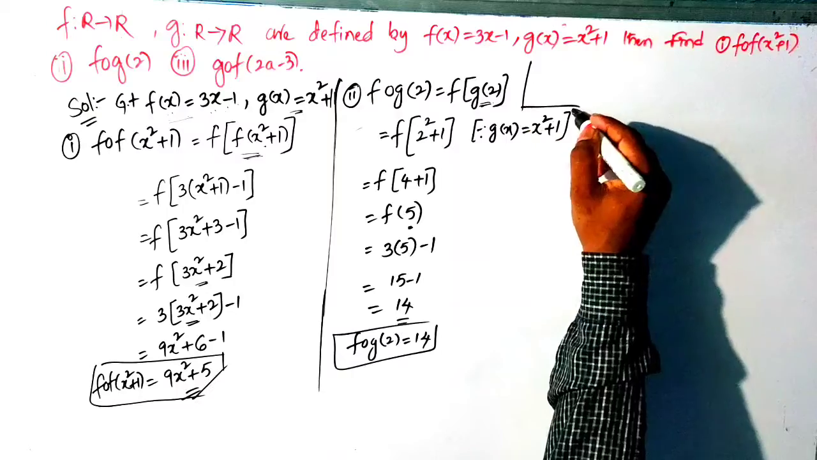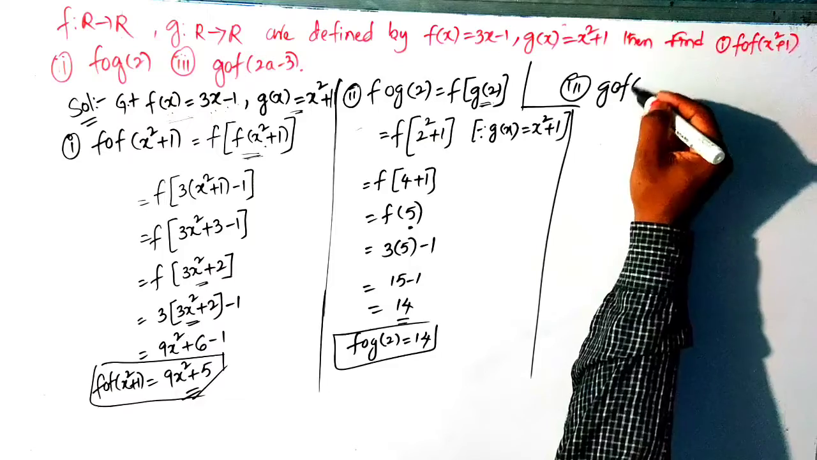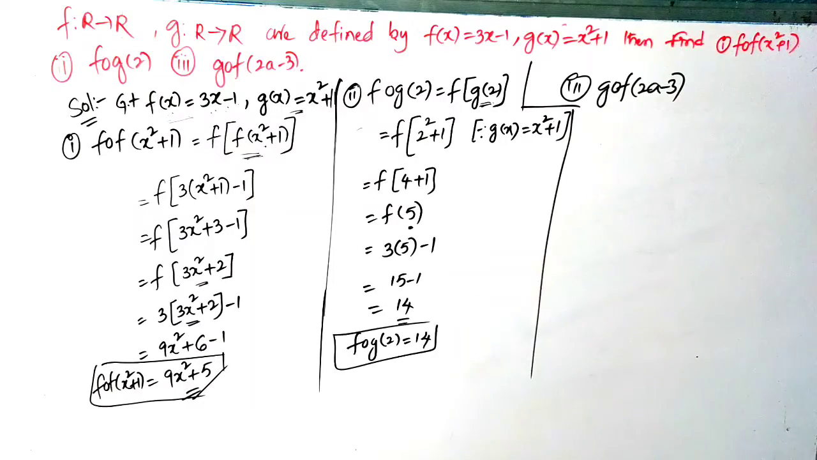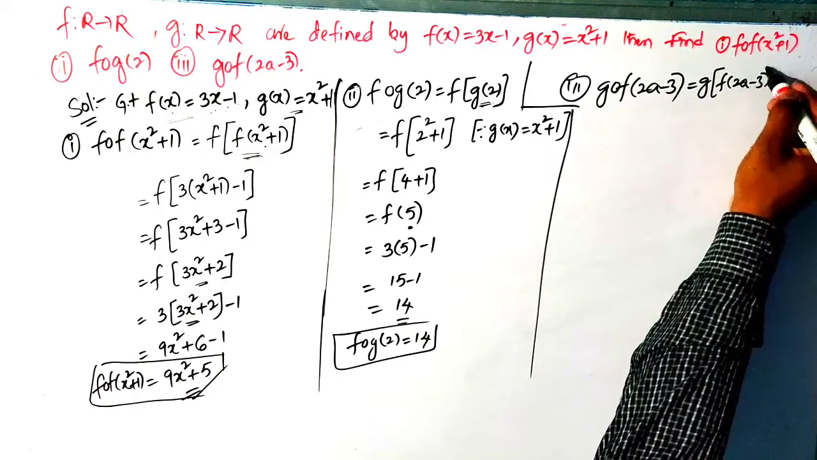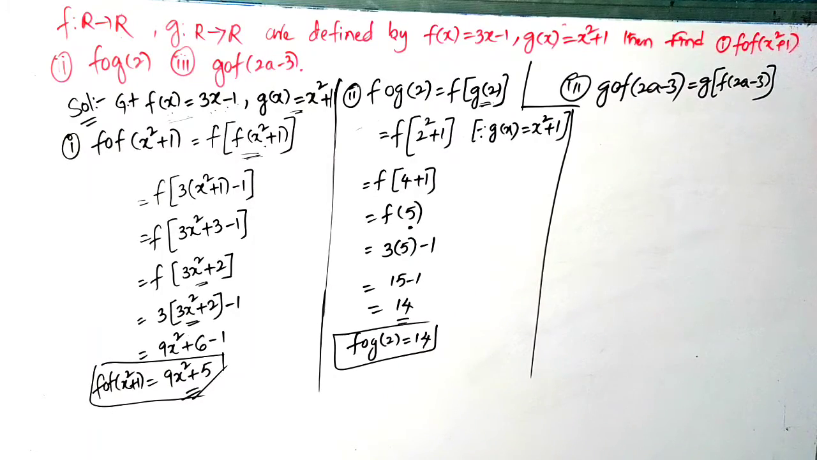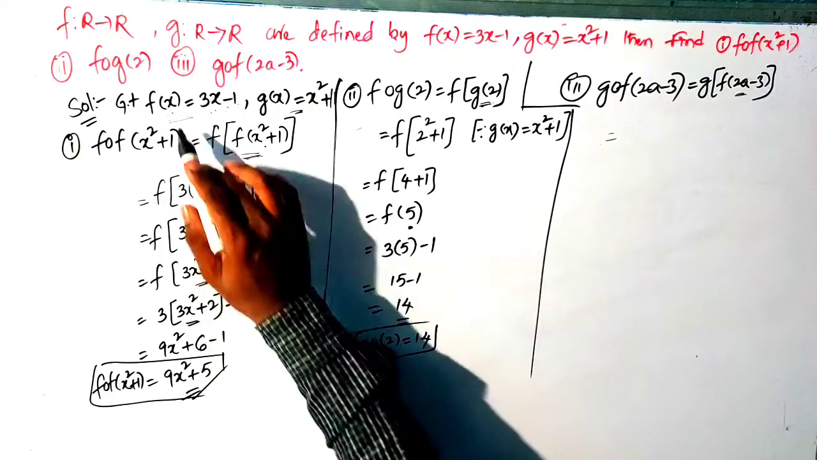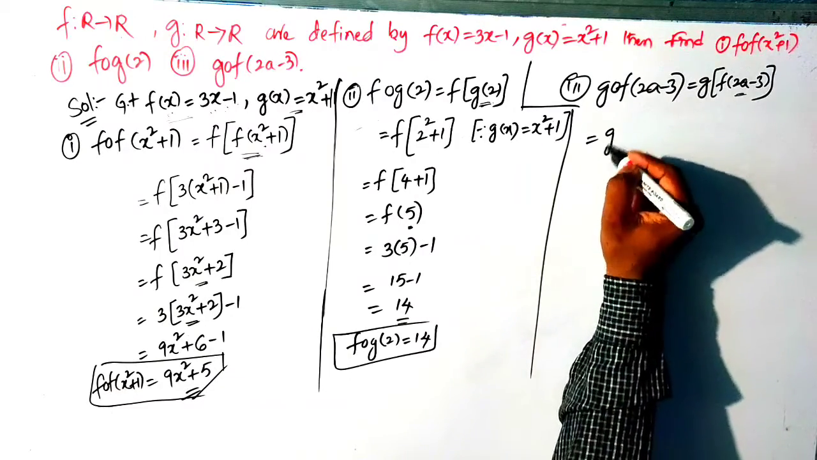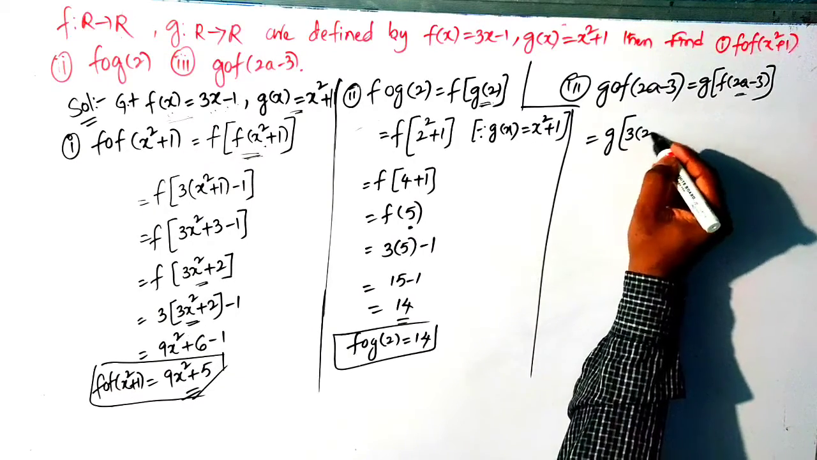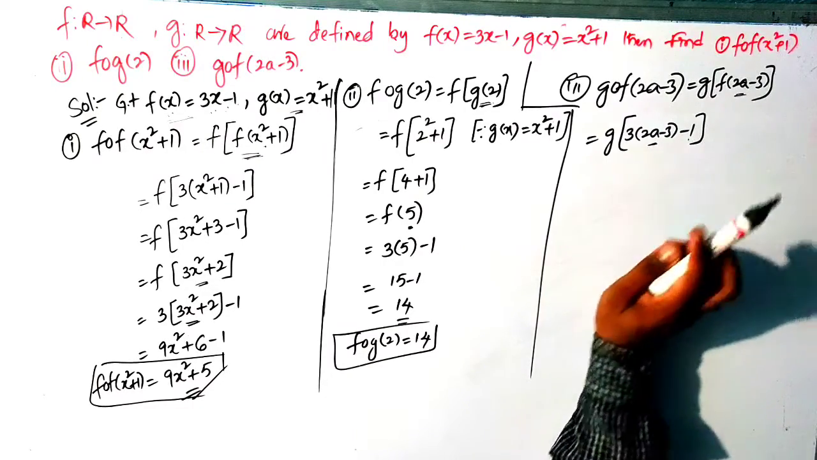Now the third one. So what is the third one? G circle F of 2a minus 3. That can be written also as G of F of 2a minus 3. Clear? So in place of X, what is there? 2a minus 3. In place of X we substitute 2a minus 3 here. So now G of 3 into 2a minus 3 minus 1 we get here. Why? Because the F of X value 3x minus 1 is there.